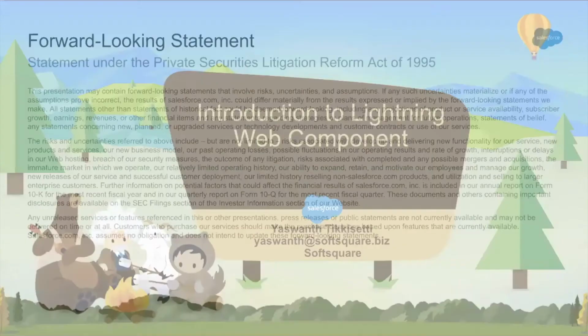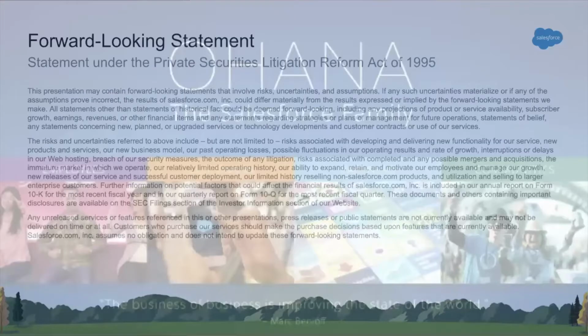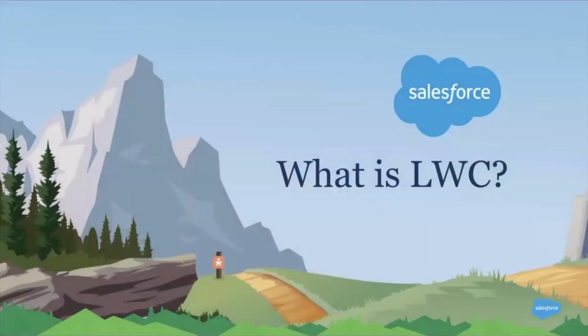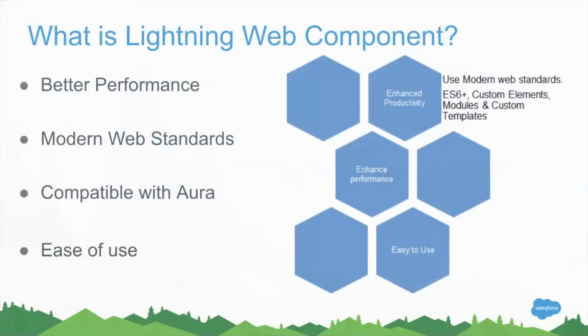So I'm skipping these few slides. Let's get started. LWC is nothing but Lightning Web Component. It's a modern web standard. Praveen gave an overview of how systems are evolving and working currently, and in the same way the browsers also get updated to support these systems. So the Lightning Web Component supports better performance, and it has all the modern web standards.